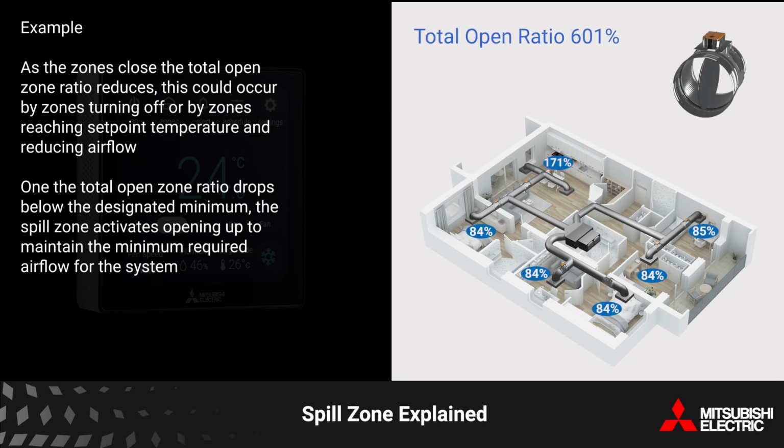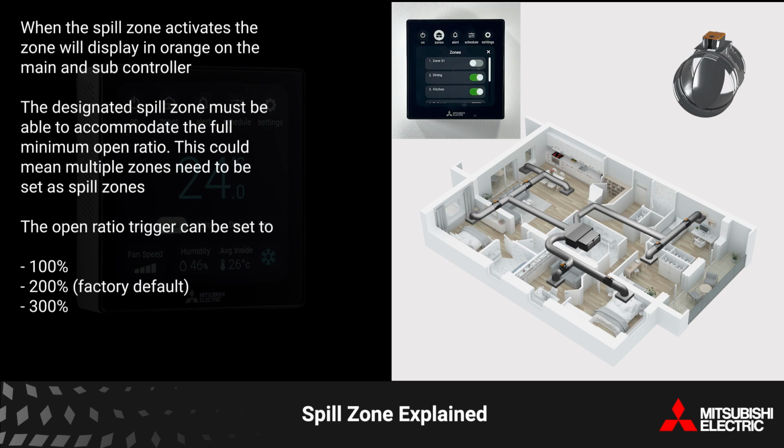As the zones close, the zone open ratio decreases. This could be through zones turning off, or the dampers adjusting as an active zone reaches temperature. Once the open zone ratio goes below 200%, the spill zone control takes over, adjusting the damper of the spill zone to maintain a minimum of 200% open zone ratio. This maintains the required minimum airflow of the system while maintaining comfort. When the spill zone activates, it displays as orange on the controller to indicate that the spill zone is active.